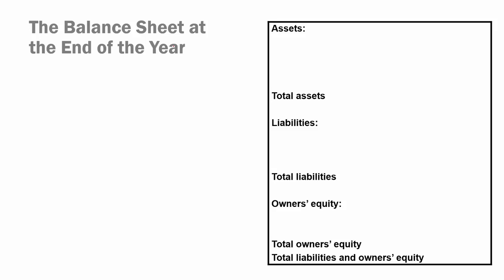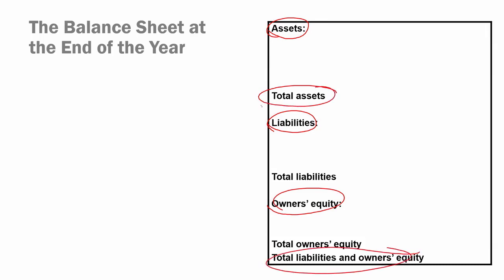Recall that a balance sheet has on it assets, liabilities, and owner's equity. And recall that the total assets will have to be equal to the total liabilities plus owner's equity. Let's reflect on the work we've done and think about where we might find information to help us build this balance sheet.